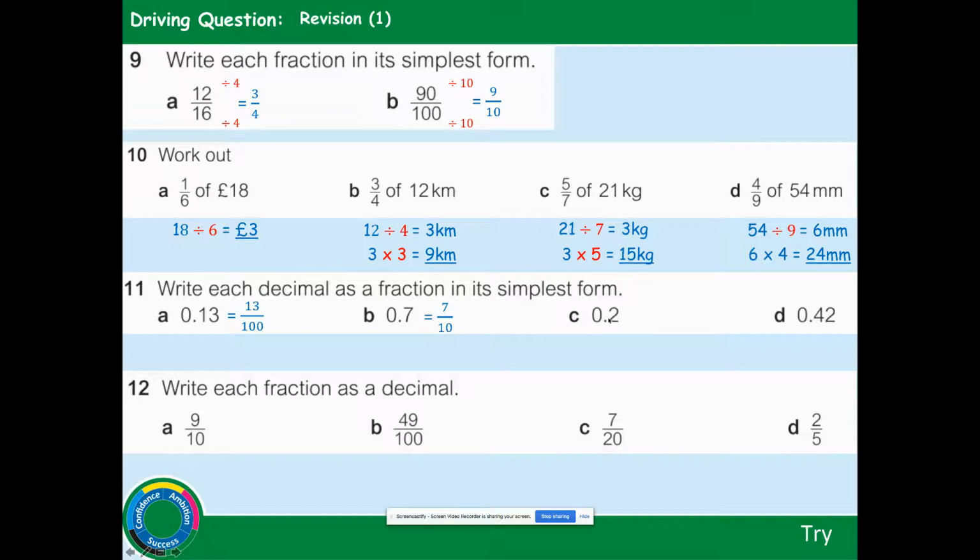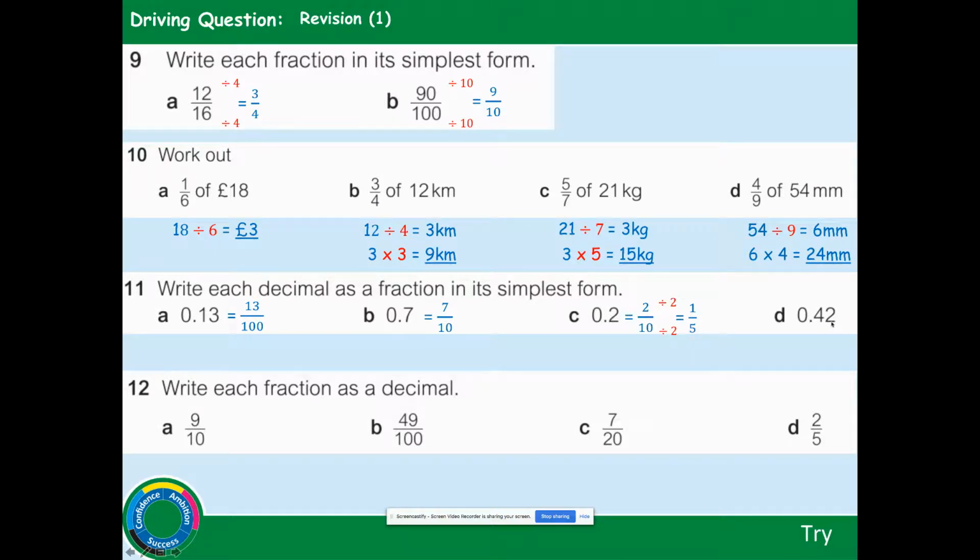0.2, so it's one digit, so it's going to be over 10. But in this case, I've got two even numbers, so I can half them. I can divide by 2. So 2 divided by 2 is 1, 10 divided by 2 is 5, 1/5.